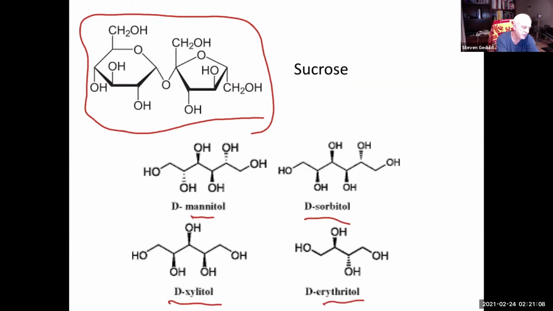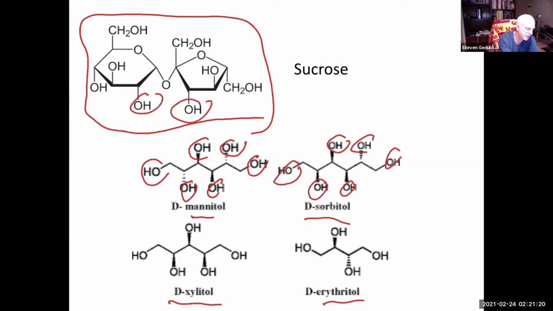But look at the OH groups. They're all polyols. That's what gives it the sweet flavor, all those OH groups, all those alcohol groups on all of these. Same thing with sucrose. You can see the OH groups. That's what gives it its sweetness.